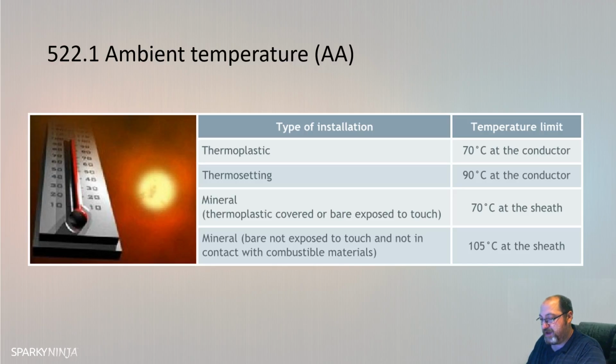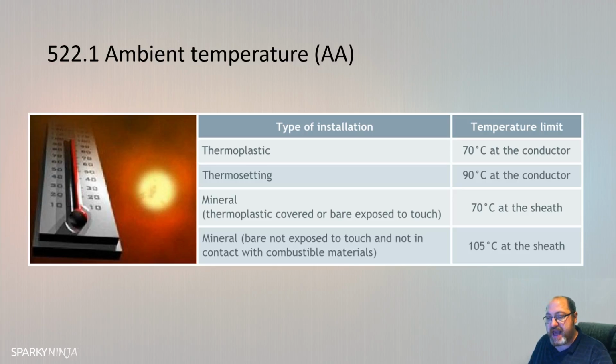Limiting temperature in case of a fault we saw when we did protection against overcurrent. The 52.1 table is actually on page 142 in three or four pages' time, telling you the limiting temperature of a thermoplastic is 70 degrees at the conductor, thermosetting 90 degrees at the conductor, MI is 70 degrees at the sheath. Okay, I've seen this as an exam question recently. So remember that limiting temperature of your conductors.